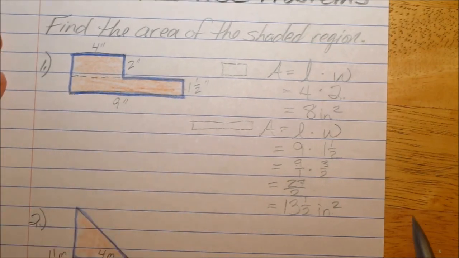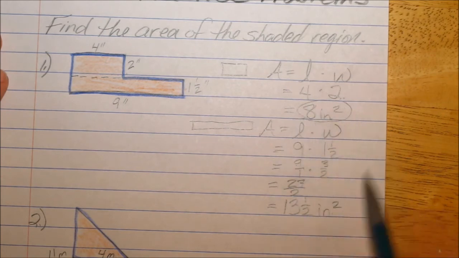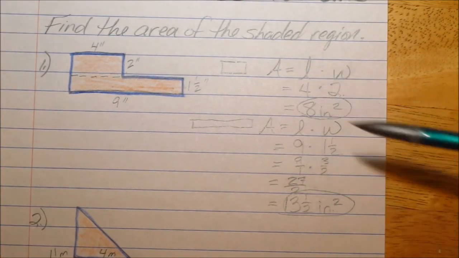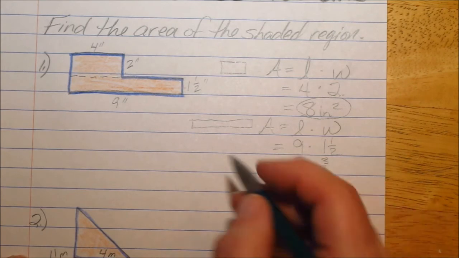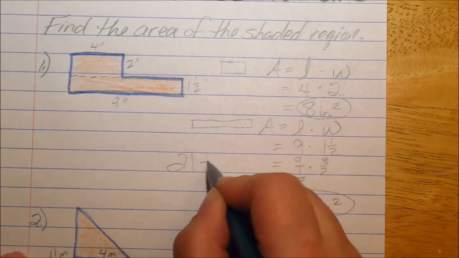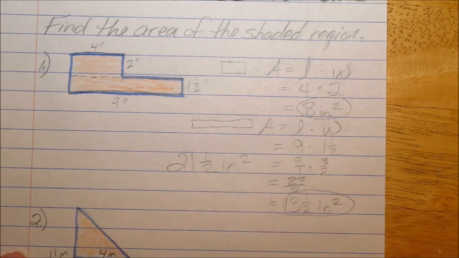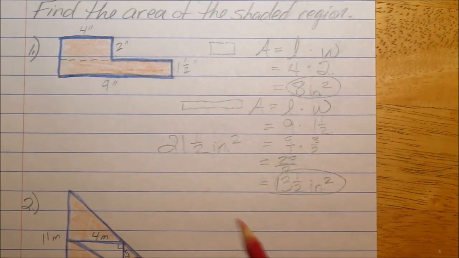All right, so now I need to take this figure and this figure and add them up. So 13.5 plus 8 is 21.5 inches squared, which is the final answer for this first composite figure. And I'll circle that in red.